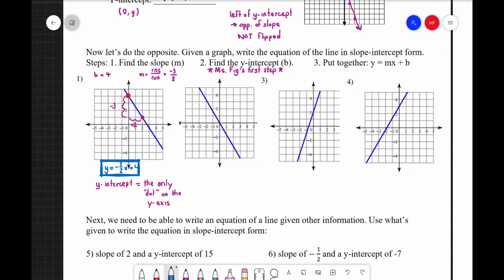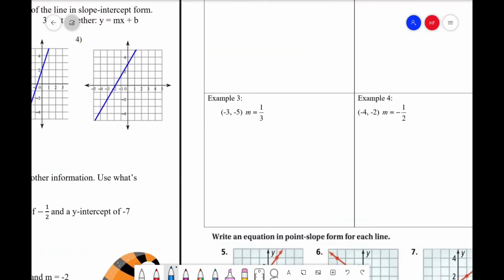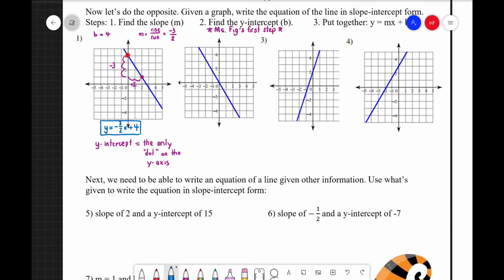So we just wrote an equation given a line in slope-intercept form. So we're going to do the same thing on this second one.